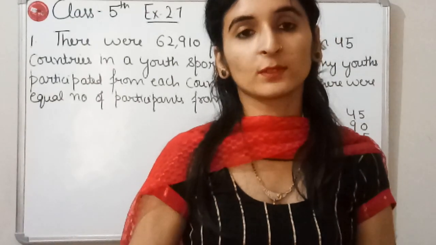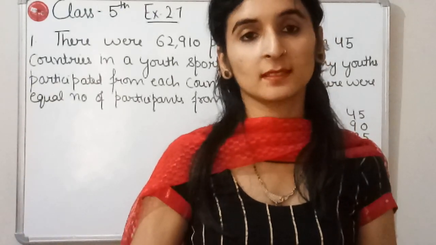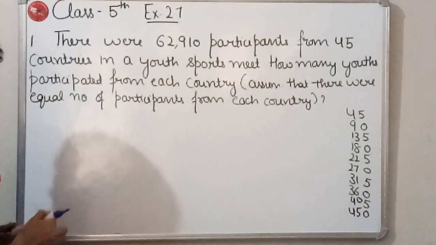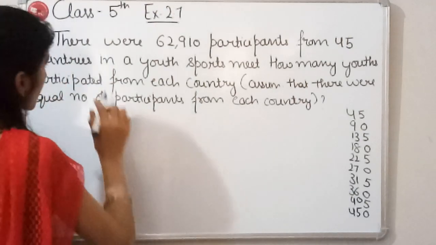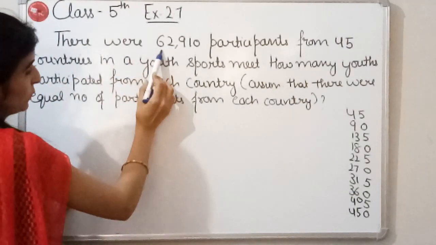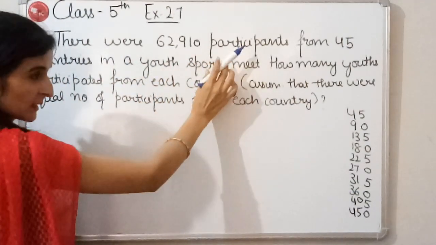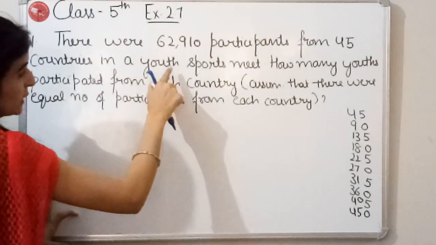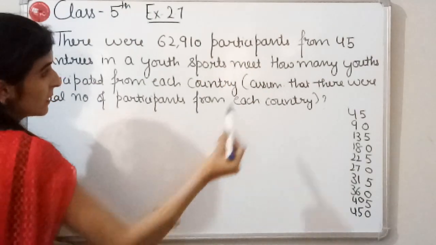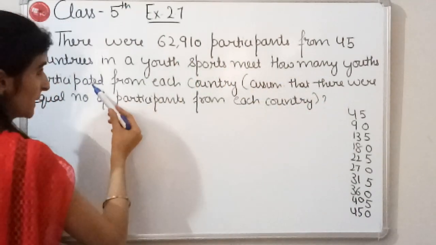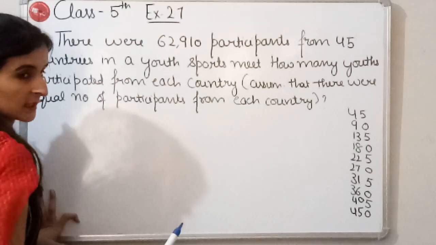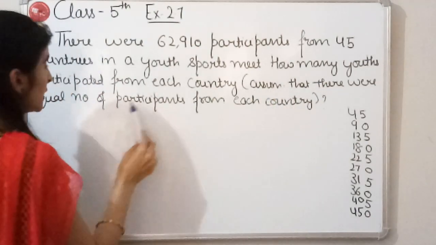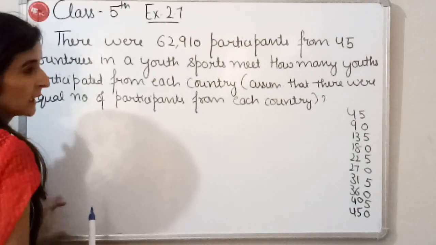So let us start with question number 1 of exercise 2.7. Question number 1 is, there were 62,910 participants from 45 countries in a youth sports meet. So how many youths participate from each country? We have to assume that there were equal number of participants from each country.